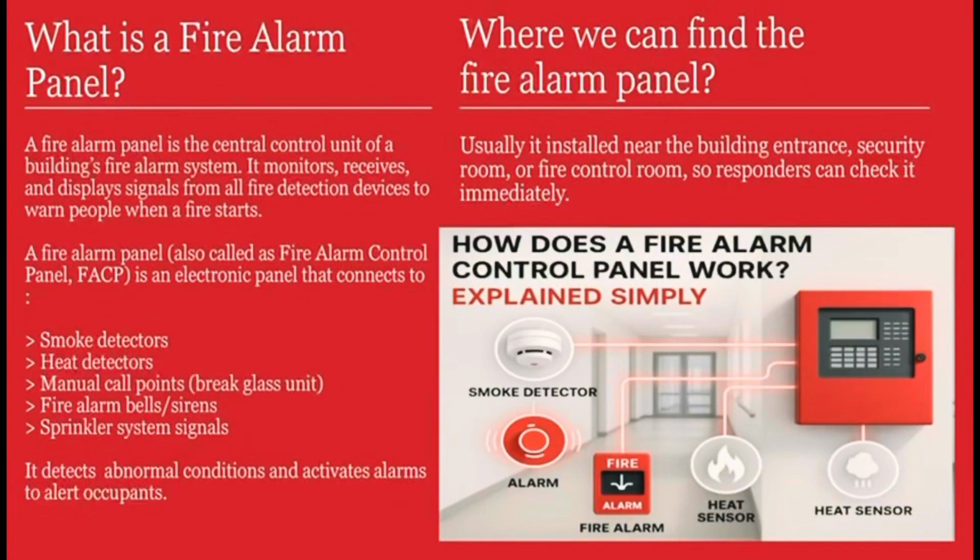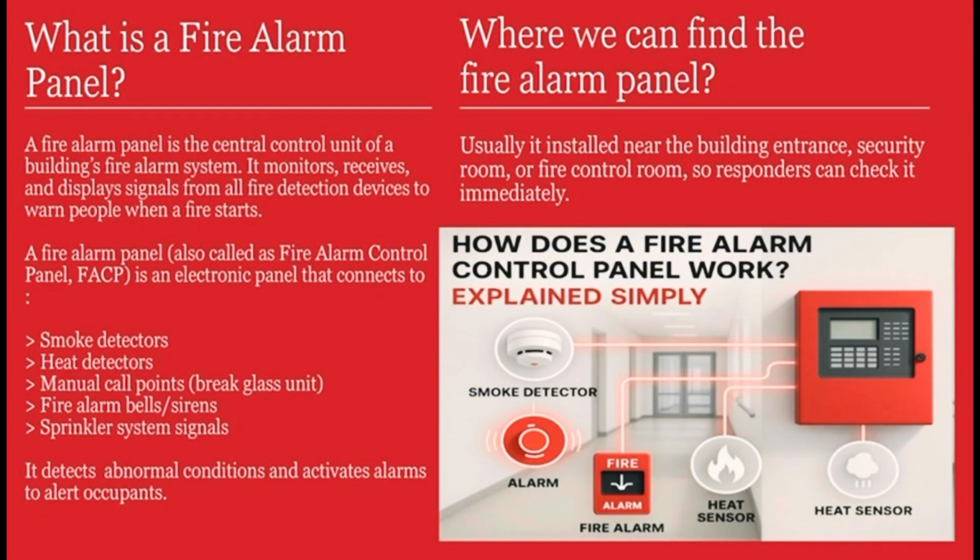What is a fire alarm panel? A fire alarm panel is the central control unit of a building's fire alarm system. It monitors, receives, and displays signals from all fire detection devices to warn people when a fire starts. A fire alarm panel, also called Fire Alarm Control Panel, aka FACP, is an electronic panel that connects to smoke detectors, heat detectors, manual call points, which is break glass unit, fire alarm bells or sirens, and sprinkler system signals. It detects abnormal conditions and activates alarms to alert occupants.